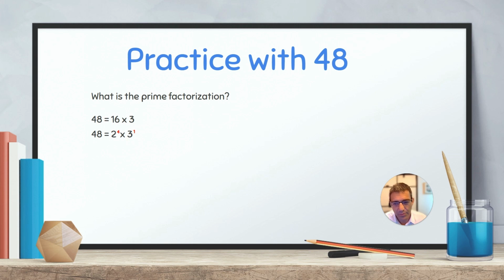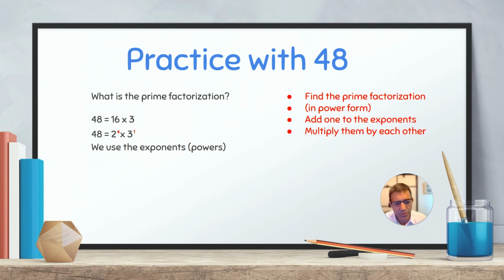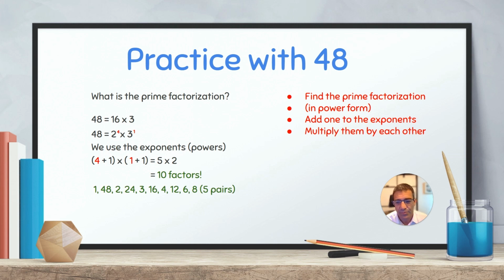And so remembering our formula, we need to take the exponents, add 1 to them, so 4 plus 1 and 1 plus 1, and then multiply that by each other. So we use the exponents, and again we use the same formula. 4 plus 1 times 1 plus 1, which is going to be 5 times 2, and we expect to have 10 factors. Now 48 is a little bit more of a friendly number, so we could actually check that this is true. We can do 1 times 48, 2 times 24, 3 times 16, 4 times 12, and then 6 times 8, and then the next one would be 8 times 6. So we actually have 5 pairs here, and 5 pairs is going to be equal exactly to 10 factors.